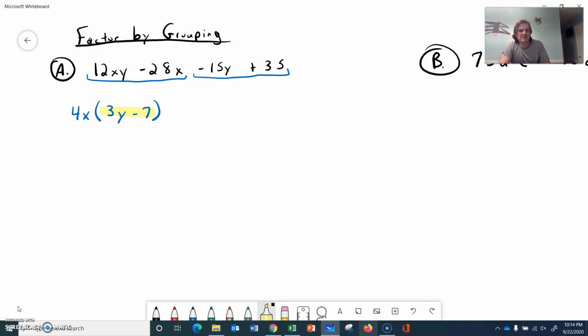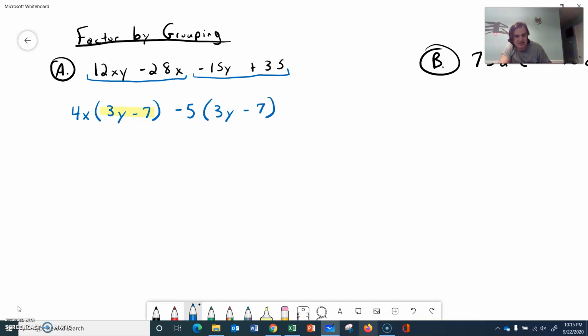But it does mean that you want the y part to be positive. So that means we have to pay attention to the sign. So let's pull a negative out of the second one. And we can also pull out a common factor of 5. So if I pull negative 5 out of here, I'll be left with positive 3y minus 7.